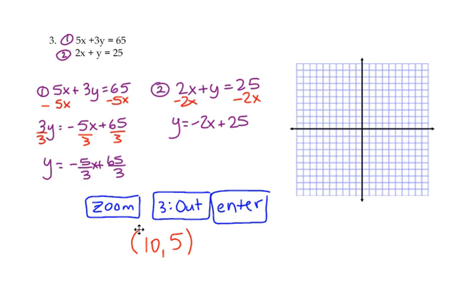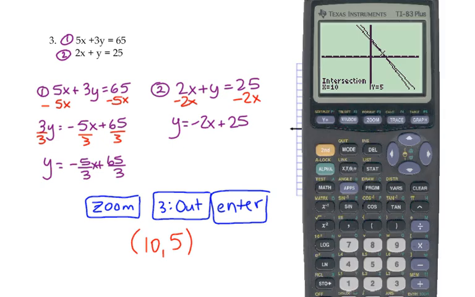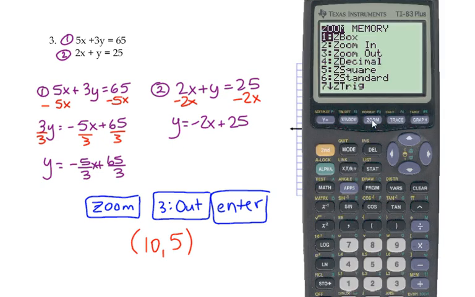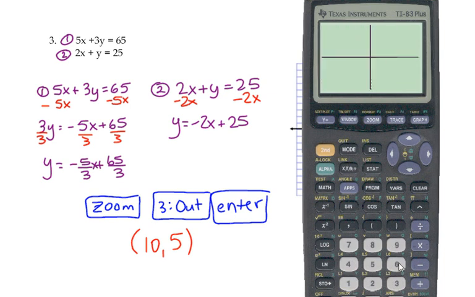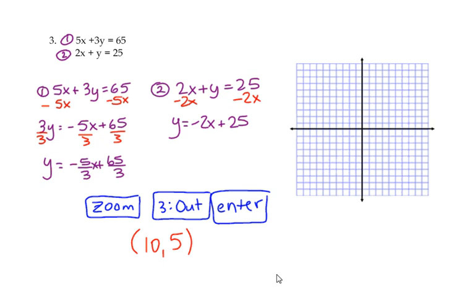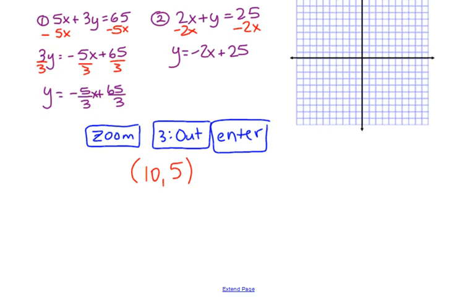How do we reset the window? We push zoom 6. So to reset your window, push zoom and you'll see standard is number 6. So zoom standard is to go back to the original setting. Zoom 6. And there's back to original. All right, one word problem and then we're done for today.